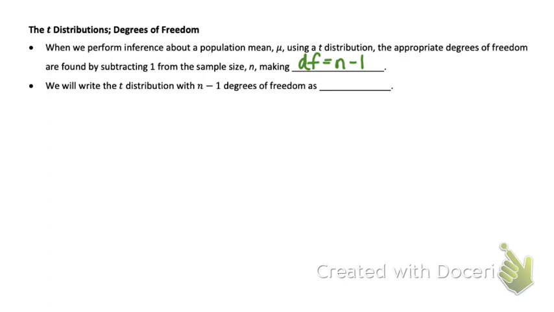So, we write the t-distribution with whatever degrees of freedom this way. It looks like this: t, and then whatever the n minus 1 is as a subscript. Okay? So, here's an example. Let's say n equals 38. Then that means we would have a t-distribution with 37 degrees of freedom. Let's say we have a sample size of 500. What would be our t-distribution? 499. It would be a t 499.